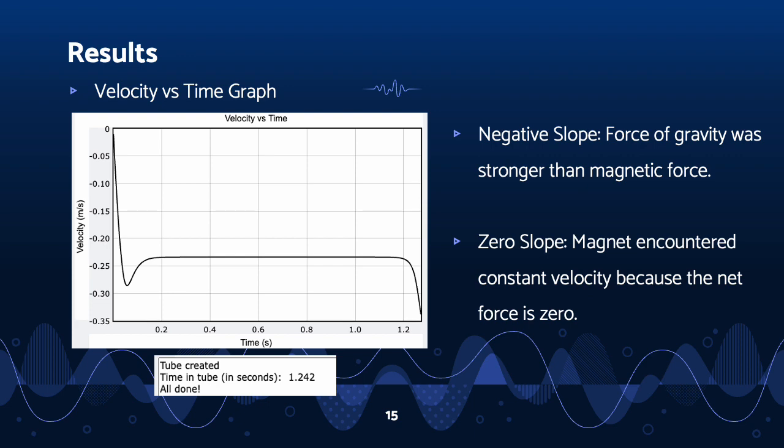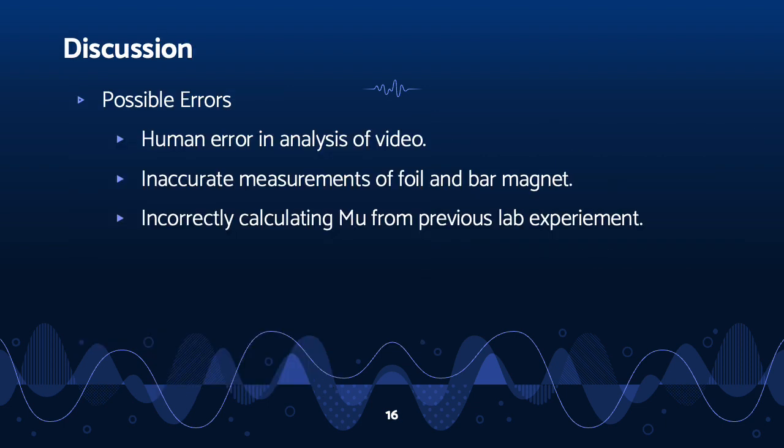So in the graph, there's a negative slope because the force of gravity was stronger than the magnetic force of the aluminum foil tube, and the slope then zeroes out and experiences a constant velocity due to the force of gravity and magnetic force from the foil tube canceling each other out. Some possible errors could have been human error in the analysis of the video, inaccurate measurements of foil and bar magnet, or incorrectly calculating mu from the previous lab experiment.